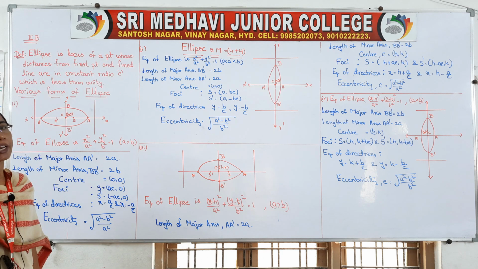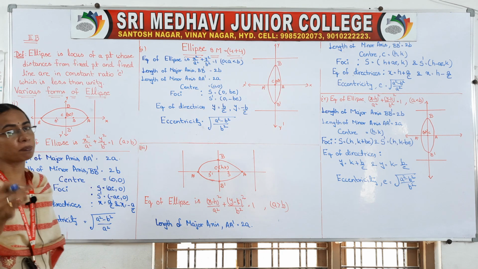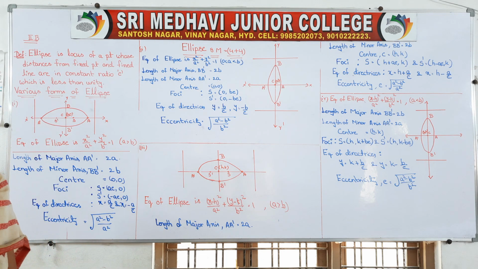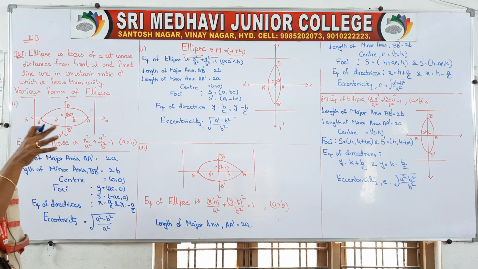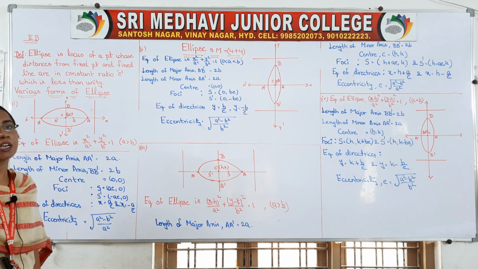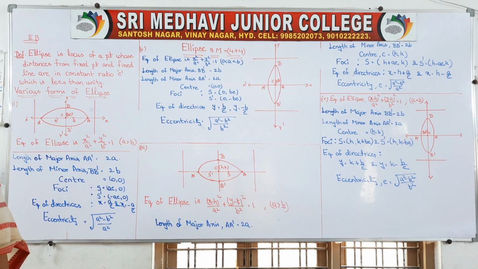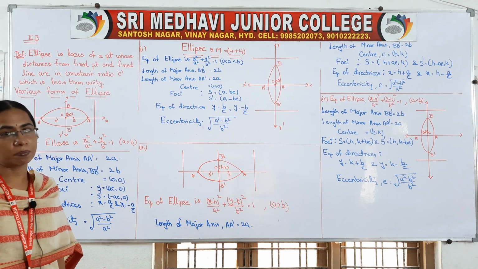Here your eccentricity value, SP by PM is equal to E, is less than 1. The curve made by a point satisfying SP by PM is equal to some value which is less than 1 is called the ellipse.